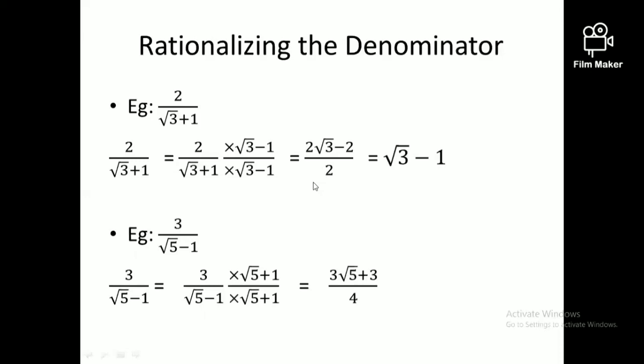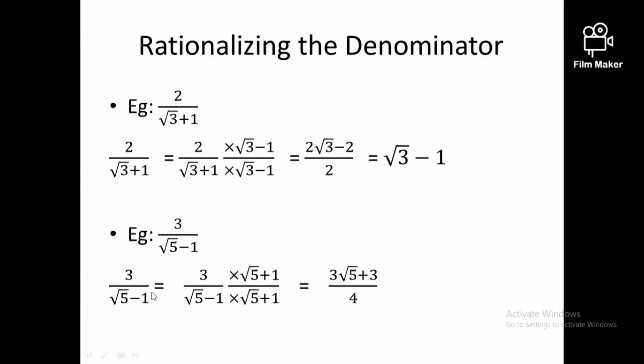If you feel this is confusing, when you rationalize, you can just multiply this way. Root 3 into root 3 is 3. Plus 1 into minus 1 is minus 1. 3 minus 1 is 2. Then I can divide both by 2. That's why I simplify it over here as root 3 minus 1. So if you are able to obtain this answer, that is quite sufficient. This is the further simplification of this, right?